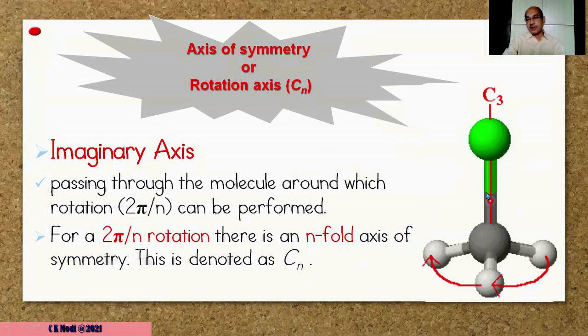If I perform 120 degree rotations, then 360 divided by 120, what is my answer? The answer is equal to 3. So this rotation axis is symbolized by C3. So n is called the number of folds. कितनी डिग्री पर हमने रोटेट किया, that is the important thing.